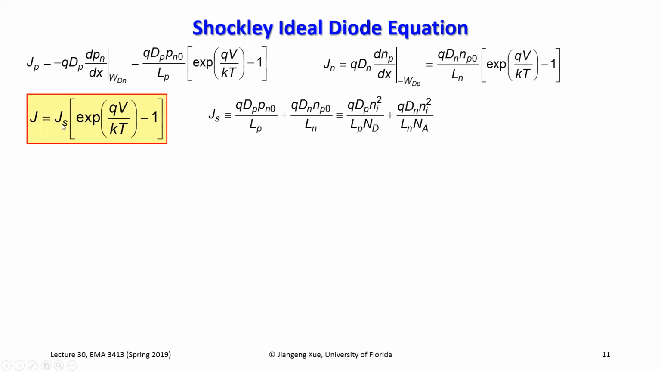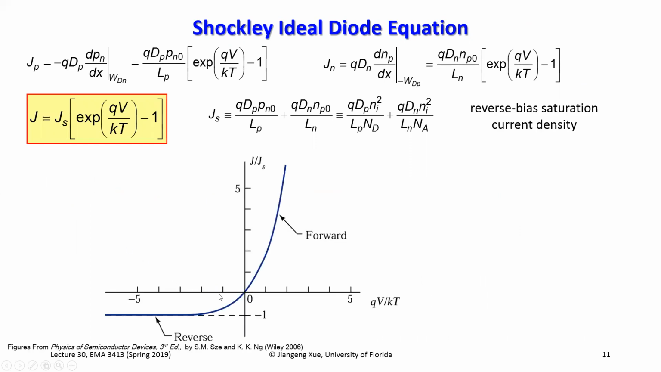And this J_S, again, is the reverse bias saturation current. So the forward bias is going to be exponentially increasing. The reverse bias will saturate to a relatively low level. So the overall behavior is the same as we have seen in the Schottky junction. It's just that the nature of the reverse bias saturation current density will be different. In this case, it depends on diffusion of both electrons and holes into the neutral side, as these are the minority carriers.